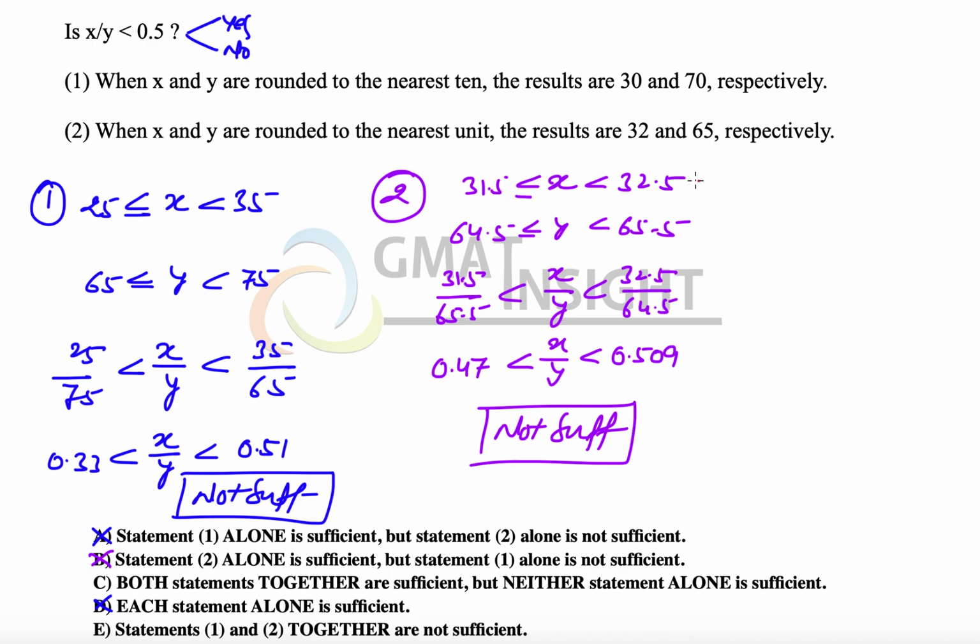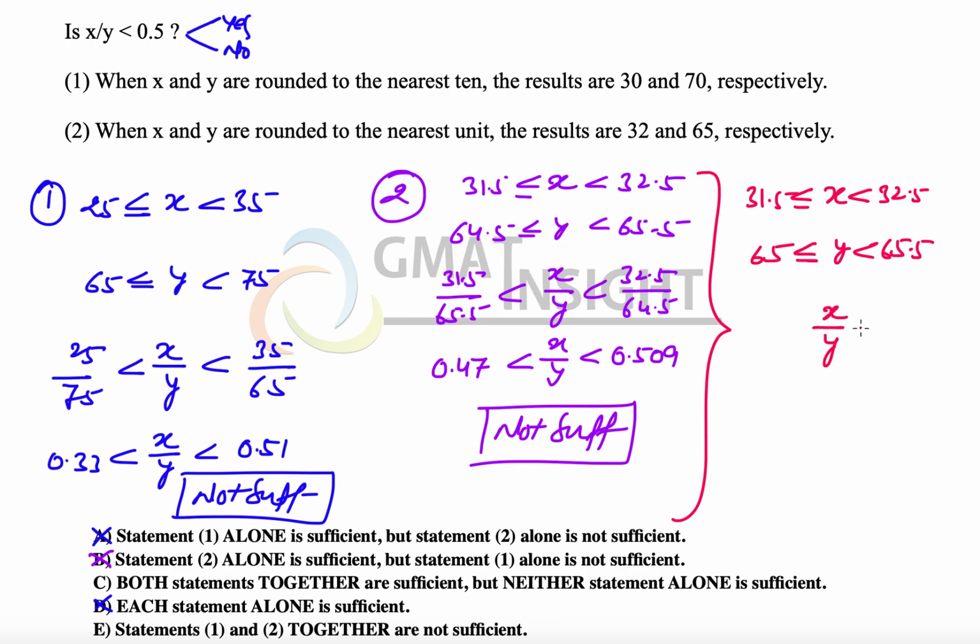Now the third stage is combining the two. After combining the two statements, we have to quickly see these ranges and then find out what the final conclusive range is. So x at most can be 32.5 not inclusive, and the least value of x can be 31.5, because this range is a subset of the range received from the first statement. And now similarly, let's look at the range of y. The maximum value can be 65.5 not inclusive, and the minimum value can be 65, and that is inclusive.